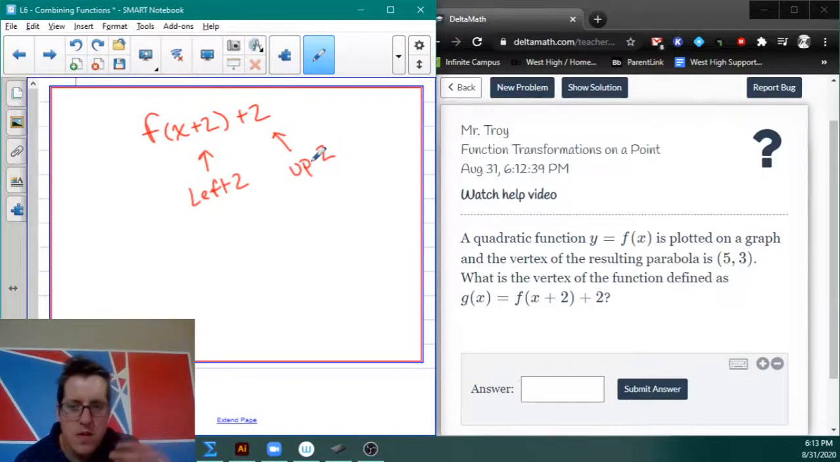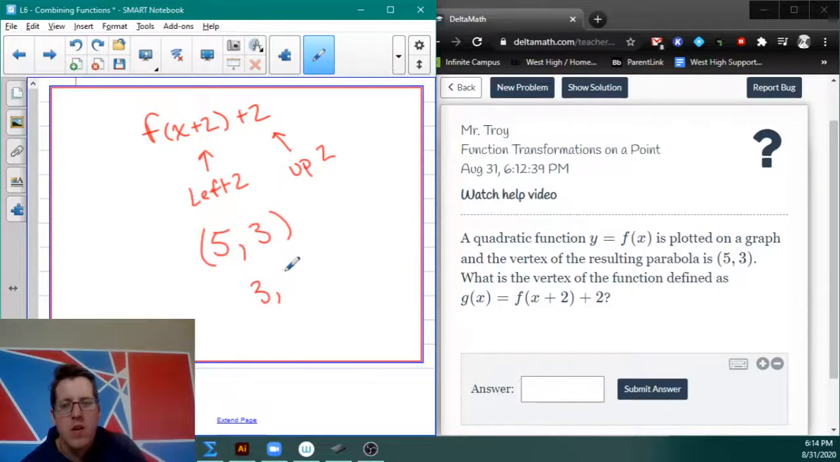Now, this isn't just something that people like decided on, and the algebra people and the geometry people disagree. It's just that when you think about input and output, that's a little different than just thinking about adding a number to your x-coordinate or adding a number to your y-coordinate. So, what is left 2 and up 2 from 5, 3? Well, 3, 5.